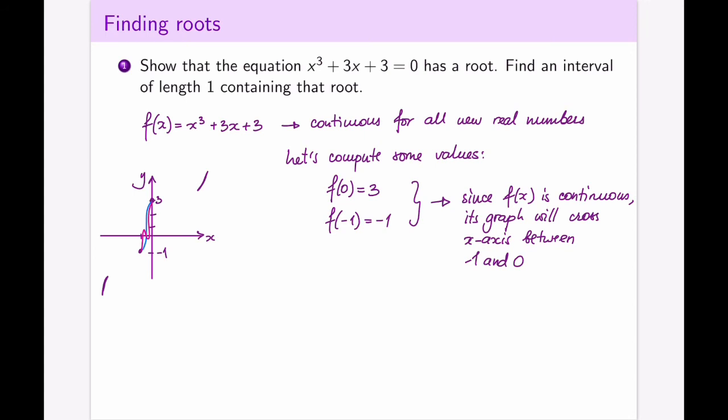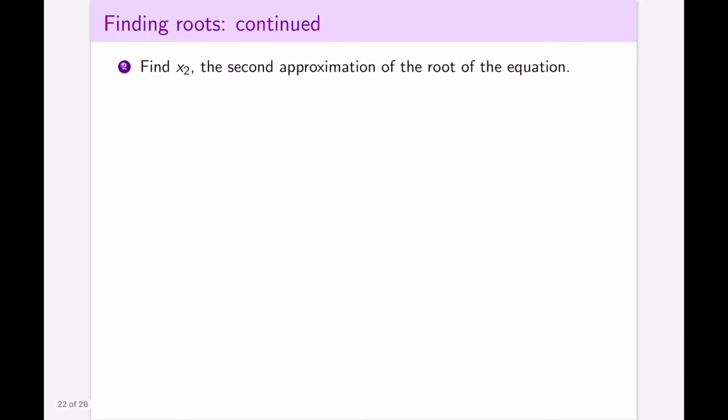Okay. Now that I have narrowed down the region where the graph actually has to cross, between -1 and 0, I can now apply Newton's method to find a better approximation of the root of this equation. So let's start off with what we had. My function was x cubed plus 3x plus 3. And I know that for Newton's method, in order to apply the formula, I need to calculate the derivative. So it's 3x squared plus 3.